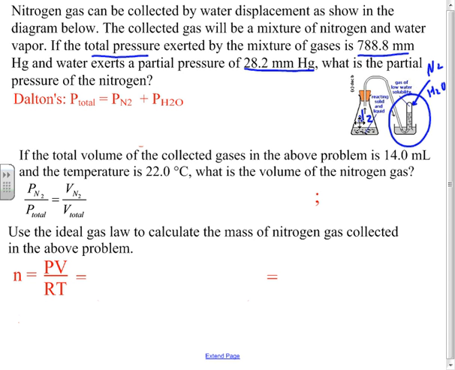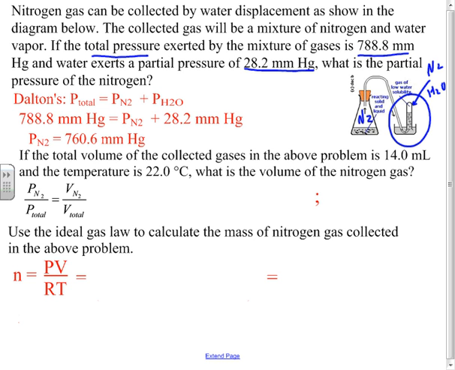We can apply Dalton's law of partial pressures to this, where the total pressure is the sum of the pressure of the nitrogen and the water, in this case, the sum of all the partial pressures. So pretty simple problem, substituting in. We have the total pressure equaling the pressure of the nitrogen plus the pressure of the water. Subtracting, we can get a pressure of the nitrogen to be 760.6 millimeters of mercury.